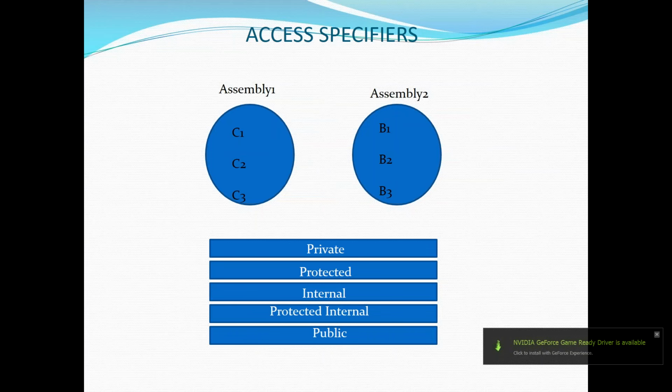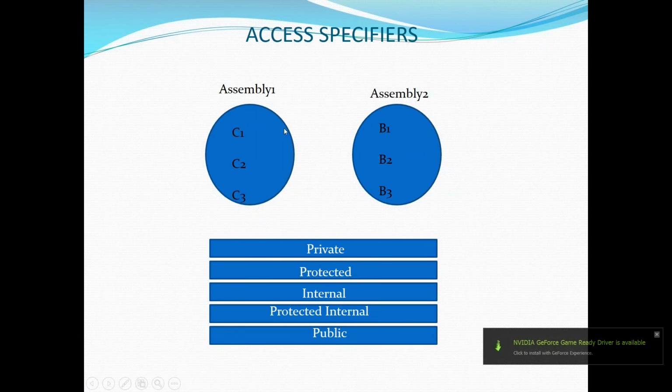Access specifier. See, let us consider two different assemblies. What is meant by assembly? A library can also be called as assembly. Both are the same. Here, I have two different assemblies, it means libraries: assembly 1 and assembly 2.